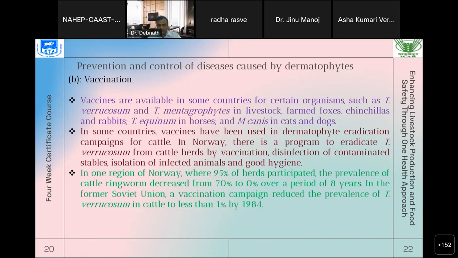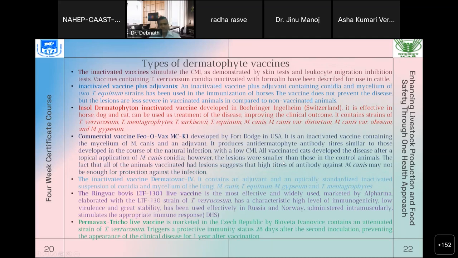In the former Soviet Union also, a vaccination campaign reduced the prevalence of Trichophyton verrucosum in cattle to less than 1% by 1984. So vaccine options are also there. Different kinds of vaccines are available. Mostly they are inactivated vaccines, where mycelium as well as conidia are used as the vaccine component. Some of the vaccines are working well, but many vaccines are not able to prevent the disease at all, though they can reduce the severity of the infection.